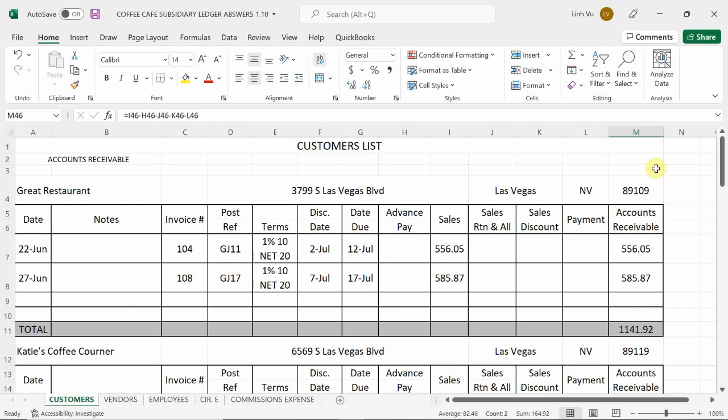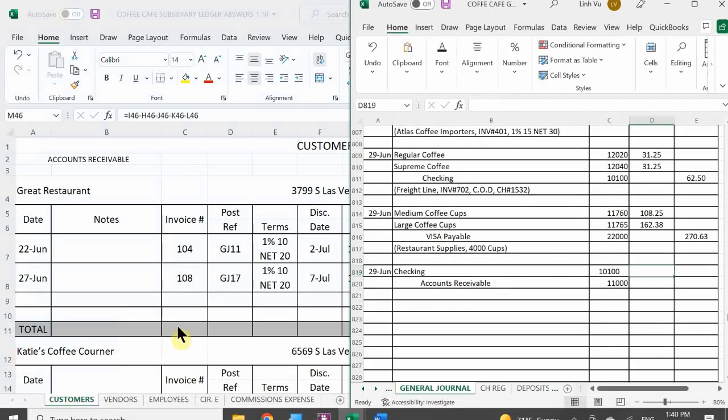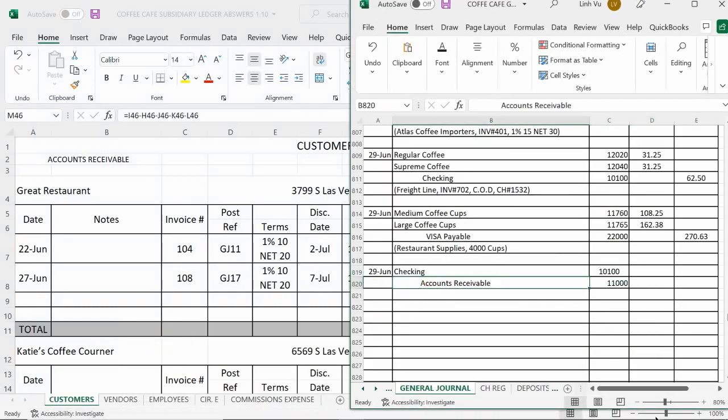$556.05. But when did I sell this to them? I sold it to them on June 22nd. Did I give them terms? Yes, I did. 1% 10 net 30. Did they make the discount due date? Yes, so that means you need to backtrack and include the sales discount. That's something you need to put in your journal: you need to calculate the sales discount.